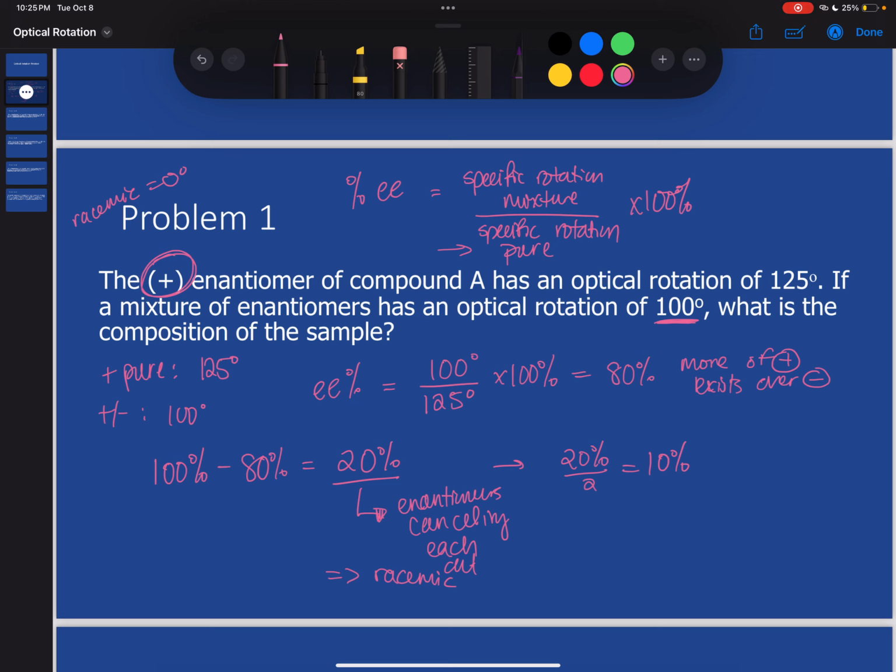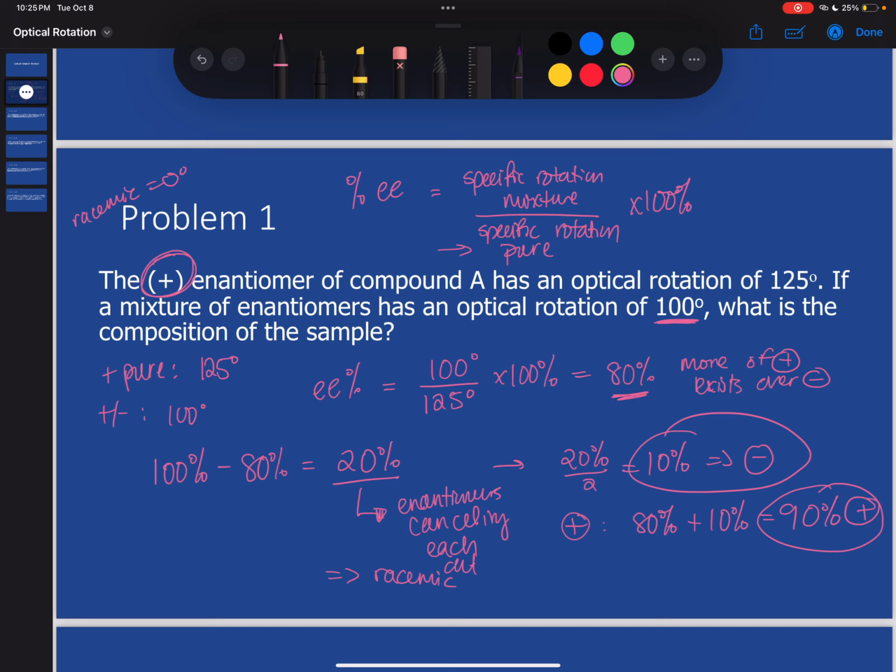This tells me that I have 10% of the negative enantiomer. And then to find the total amount of positive enantiomer, I'm going to add that 10% back to the 80% I found from the EE equation. So that is how much positive I have: 90% positive.